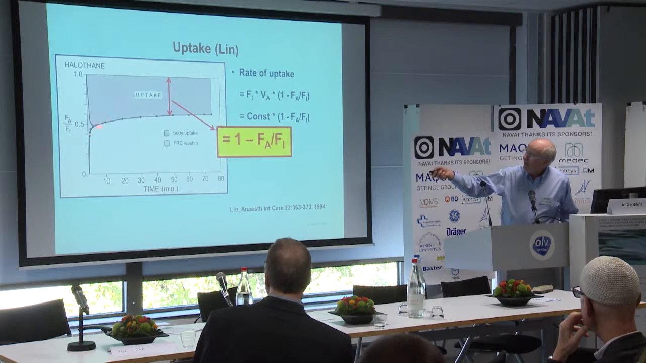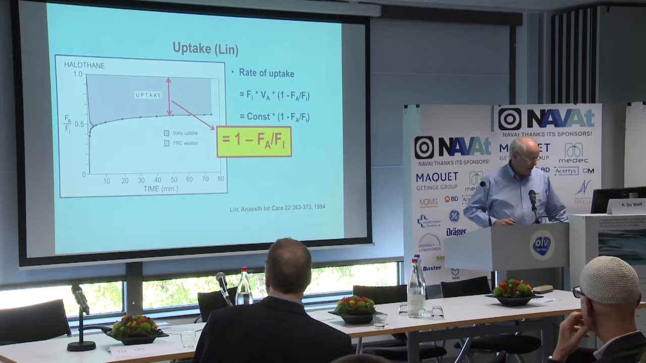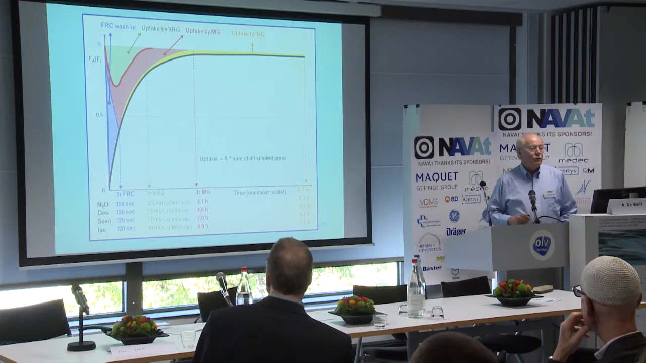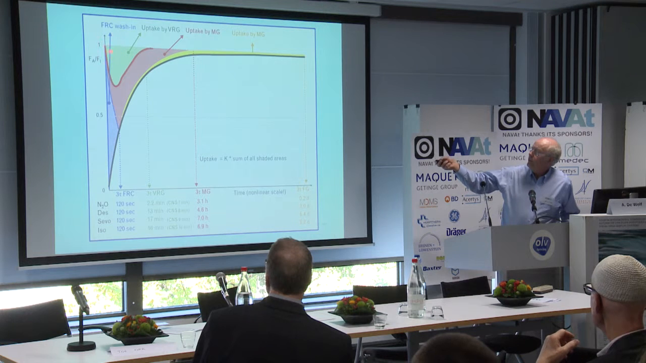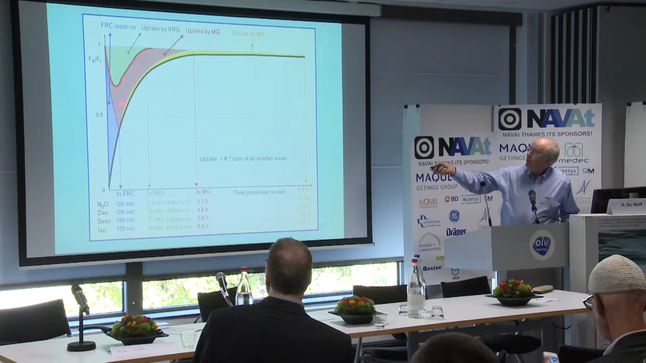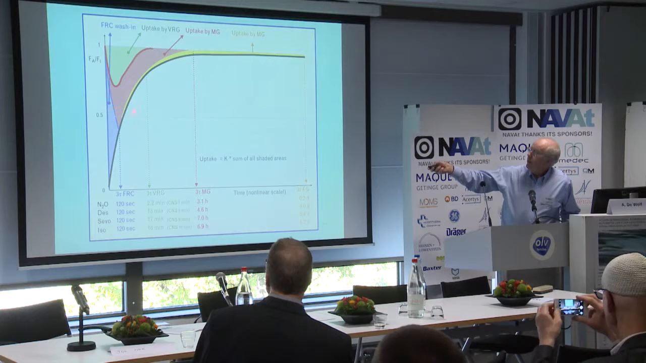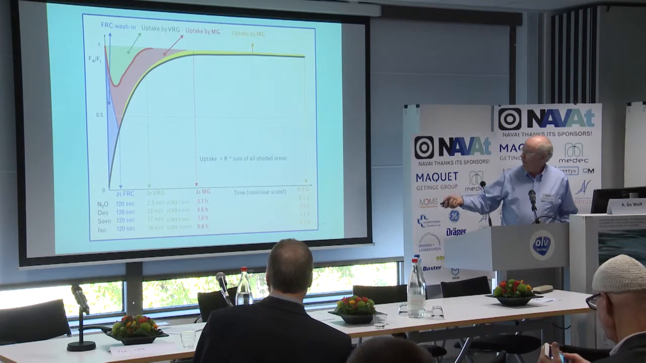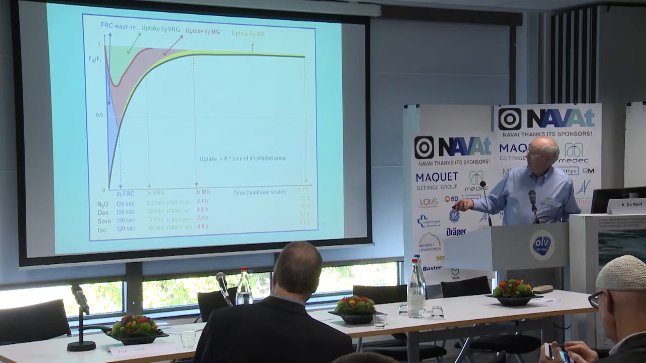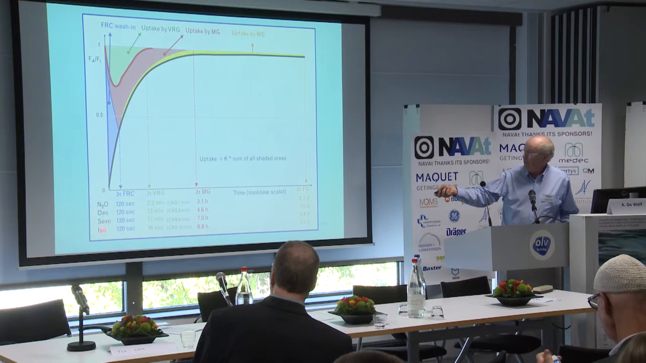The first small triangle here is the wash-in of your circuit and FRC. You can look at this graph in a little bit more detail, and you can differentiate several areas where you first have uptake by the vessel-rich group, followed by more prolonged uptake by the muscle group, and then by relatively little but very prolonged uptake by the fat group. At the bottom of this slide, you will see the time constant values for several of the agents, nitrous oxide, desflurane, sevoflurane, and isoflurane.